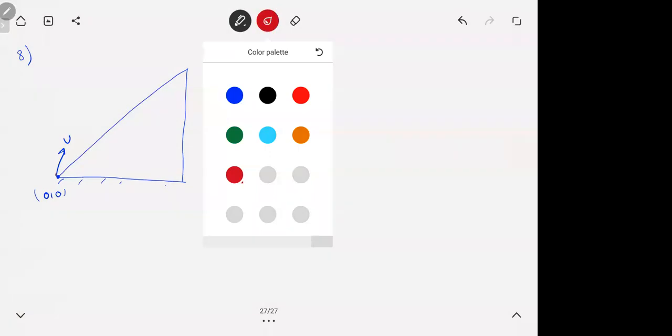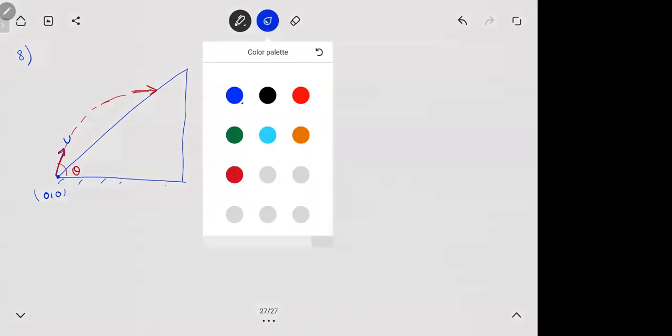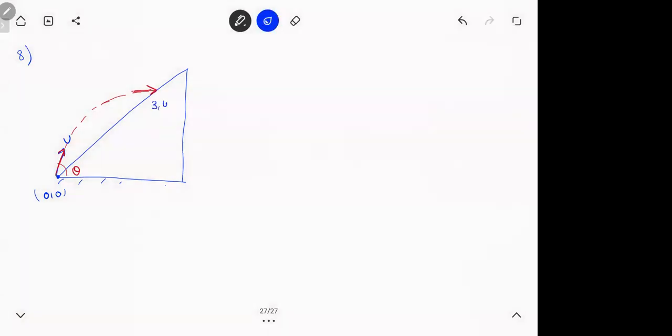You have an incline. This point is 0, 0. You projected with u and theta. So this thing goes up and hits the incline horizontally. This point is 3, 4. So see, a particle is projected from the foot of the incline.